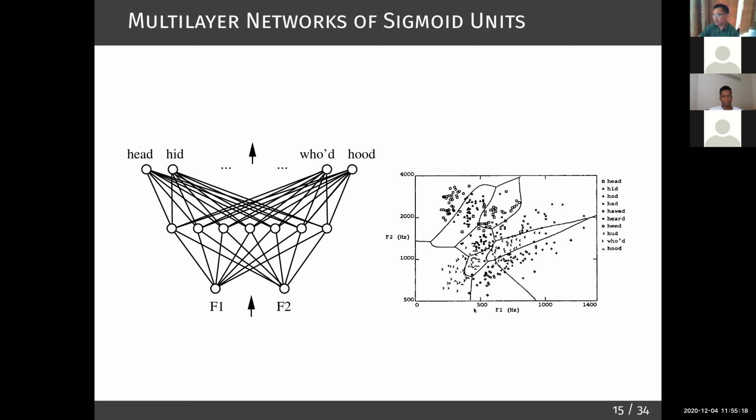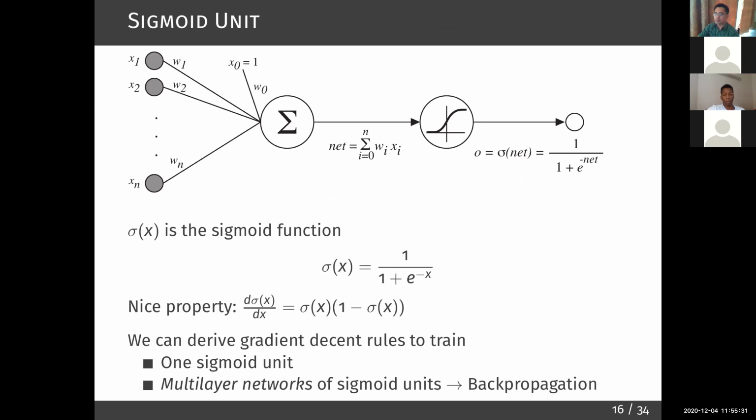So for example, if the sound F1 is here, and the F2 sound is here, then it must be this particular hood. I don't know where the hood is here. So this is an example where the multi-layer sigmoid units are able to compute. So what's the difference between the sigmoid unit and the perceptron?